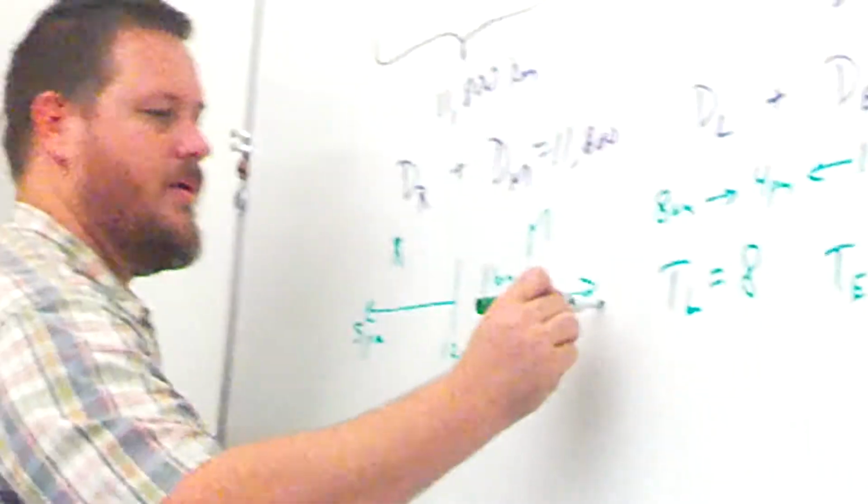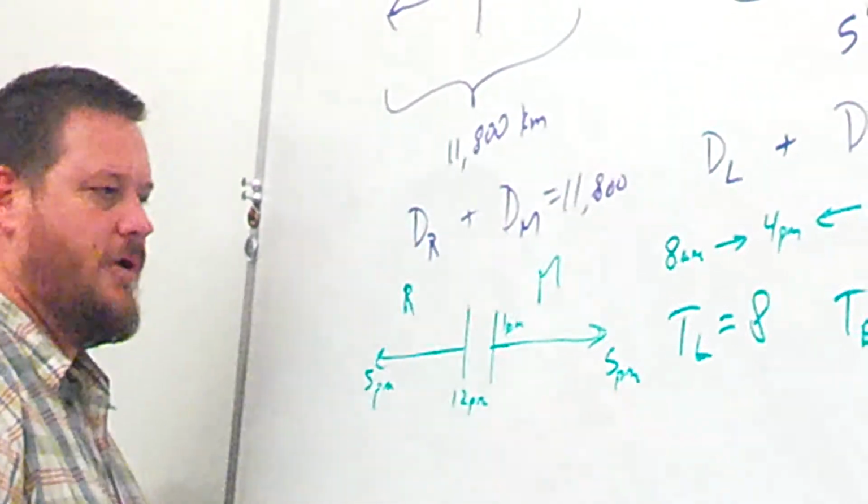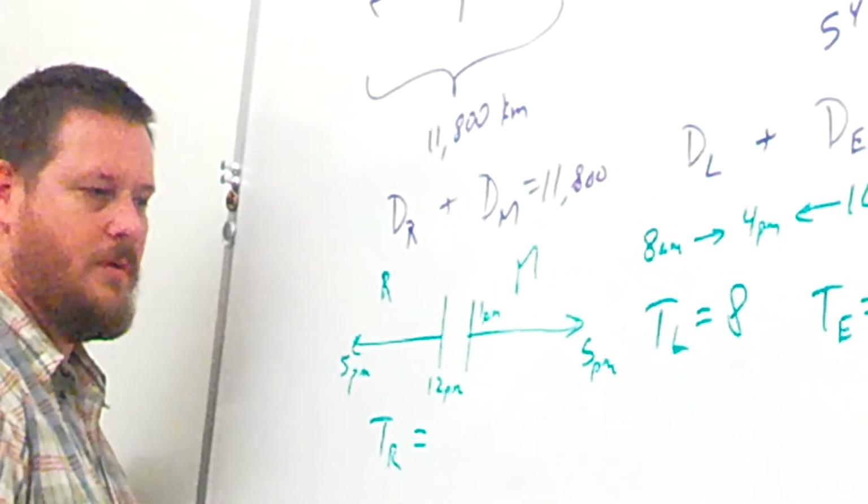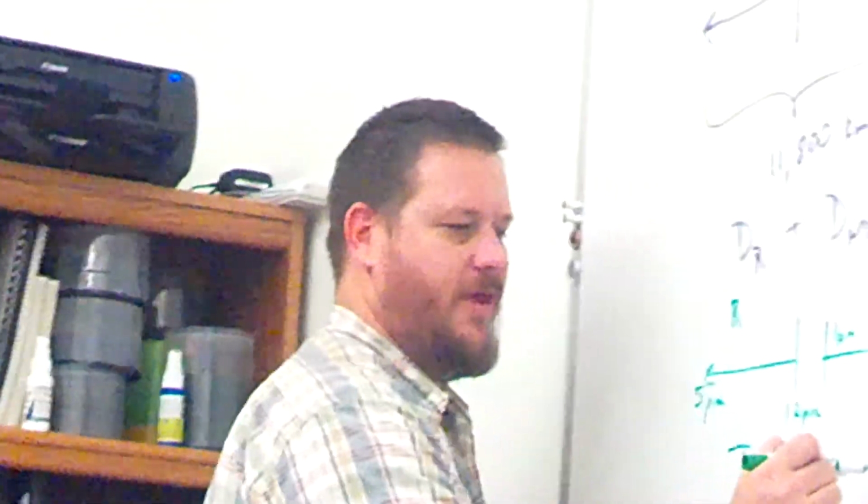5 p.m. What is Rocketman's time? 5 hours, from noon to 5 p.m. What's the other guy's time? 4 hours. From 1 p.m. to 5 p.m. is 4 hours.